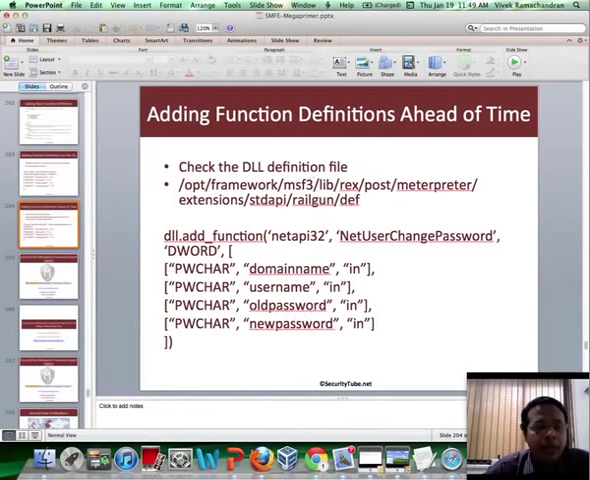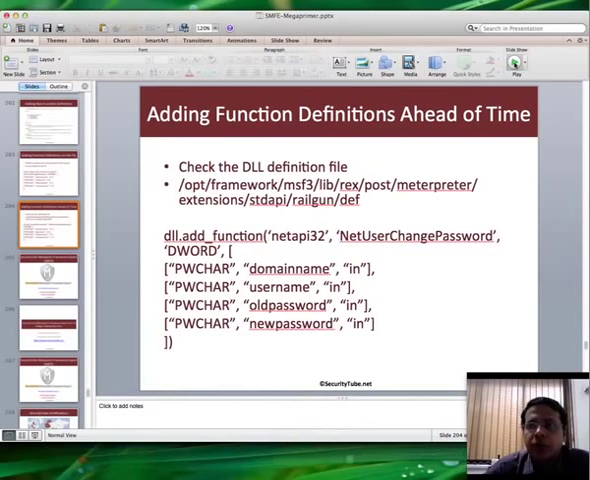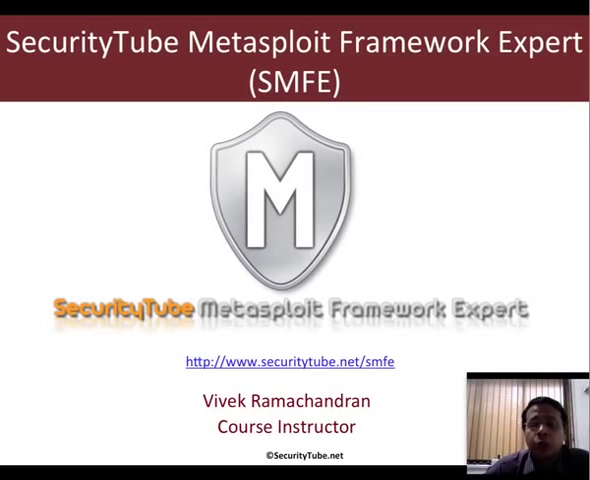That's all I had in mind for this video. So what we've learned is using Railgun, you can go ahead and add function definitions to existing DLLs, those which do not already exist in the definition files, either at runtime or by permanently adding them in the static definition files so that you can use them every time you invoke the framework. That's all for this video.